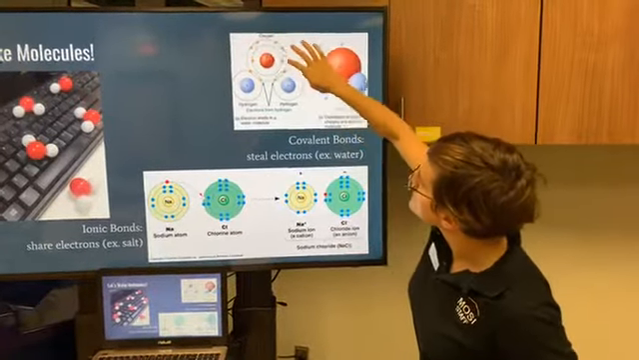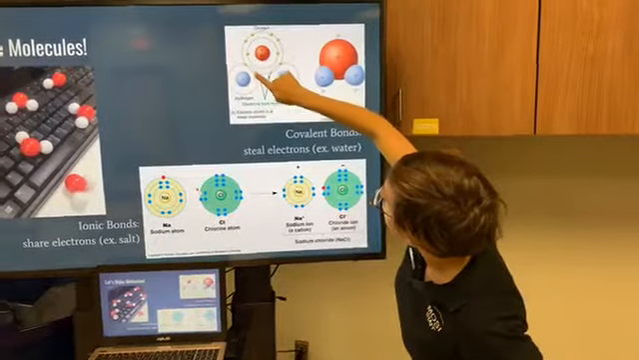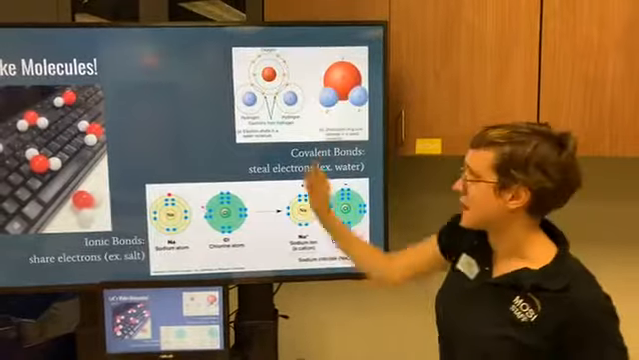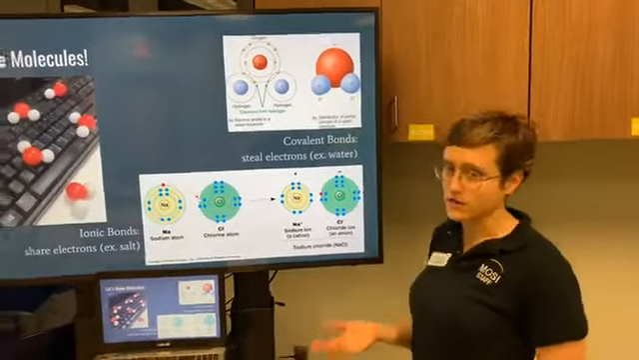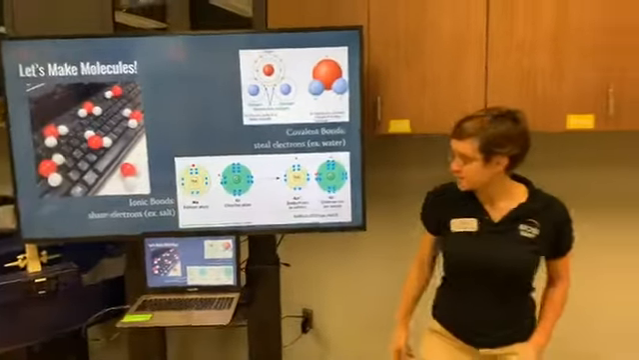It normally has 6 on the outside here, but it's borrowing one from hydrogen, and it's borrowing one from this other hydrogen to fill it up and make 8, because ideally the valence shell has 8 electrons in it. I hope that helps a little bit. Okay.